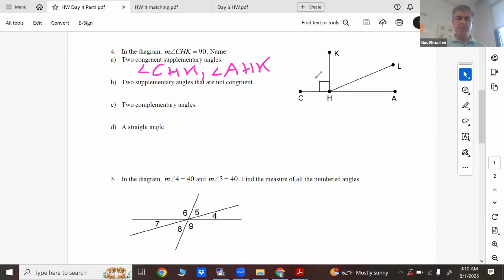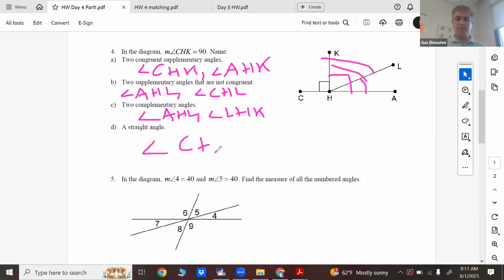Two supplementary angles that are not congruent. You could say angle AHL and angle CHL. They obviously form 180 degrees, but they're not congruent. Complementary, because that's 90, that's 90. So you can say angle AHL and angle LHK, because that and that add up to 90. Straight angle will be angle CHA. Yeah, I don't think there are multiple responses. I think those are the only responses you could say for that one.